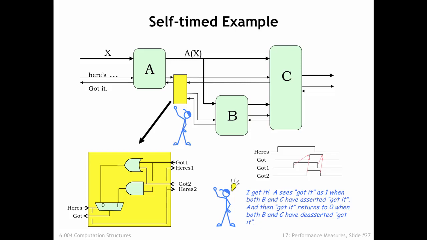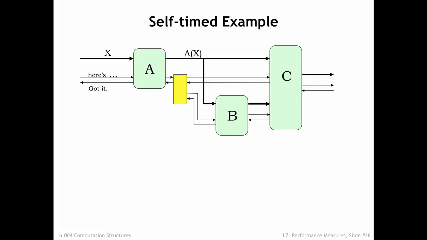After A has asserted "Here's X", the circuit in the yellow box waits until both the B and the C stage have asserted their "Got X" signals before asserting "Got X" to the A stage. At this point, the A stage deasserts "Here's X", then the yellow box waits until both the B and C stages have deasserted their "Got X" signals before deasserting "Got X" to the A stage. Let's watch the system in action.